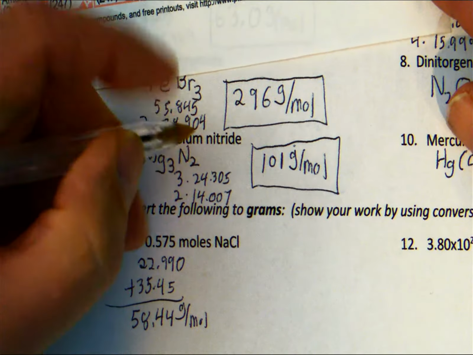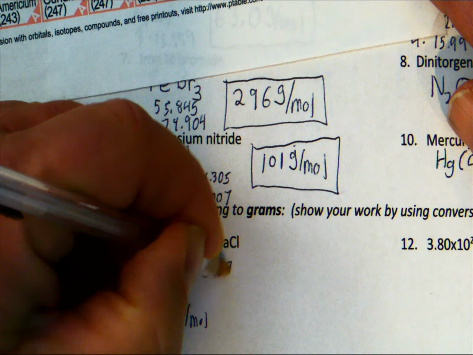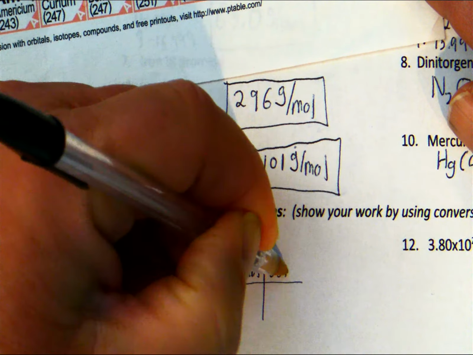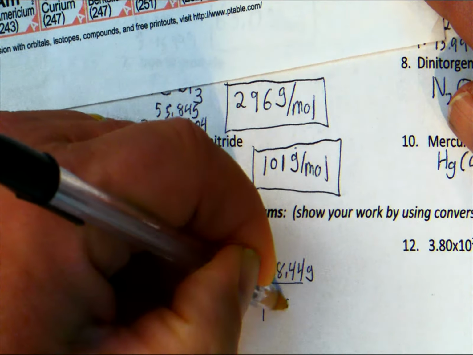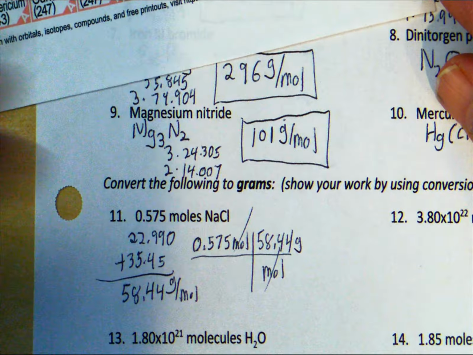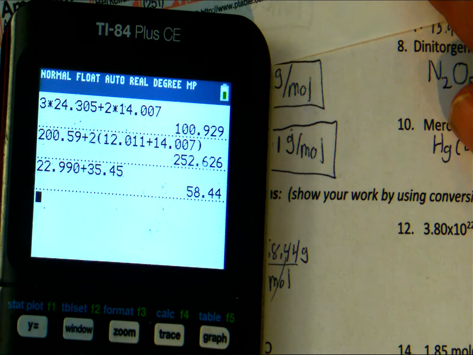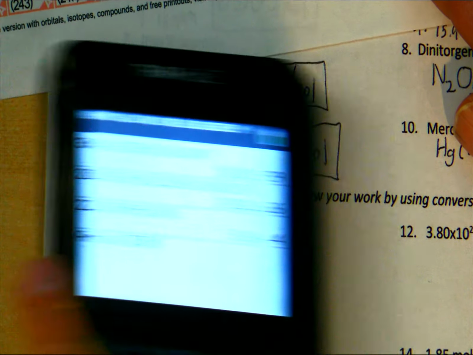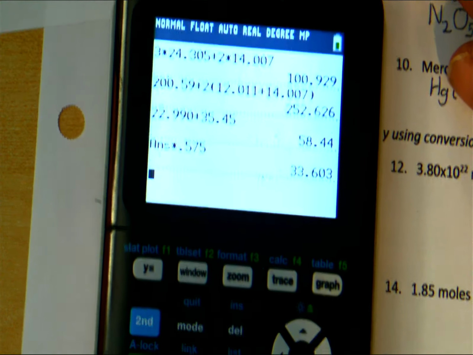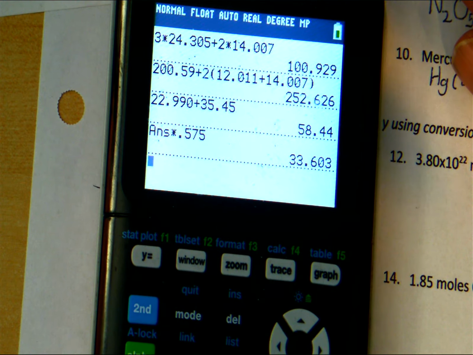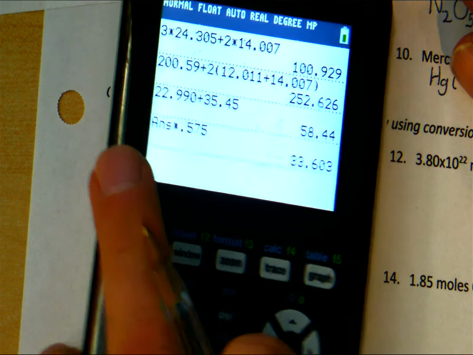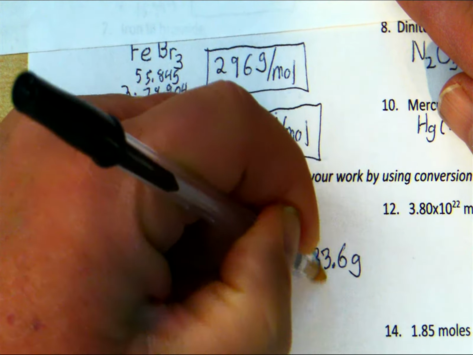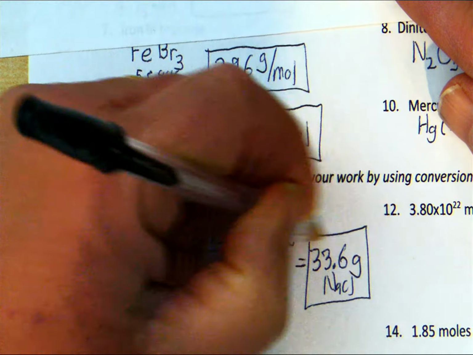So now this conversion table would start off 0.575 moles times 58.44 grams per mole. The moles will cancel. And I have my 58.44 times 0.575. Enter, and there's the result. 0.575 moles of sodium chloride results in 33.6 grams. 33.6 grams of NaCl, sodium chloride.